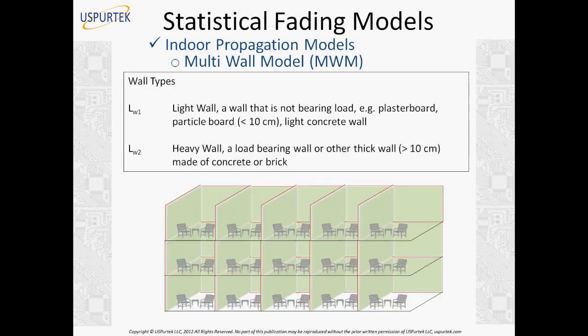So this model defines two types of walls, a light wall and a heavy wall. And this is the definition here. It considers any wall which is less than 10 centimeters, made of plasterboard or particle board, or a light concrete wall, as LW1, and a heavy wall is a load bearing wall. Walls can be of two types, load bearing and non-load bearing. It seems like we are discussing a lot of civil engineering here, but that is how it is. You may have to interact with the facilities engineer or civil engineer when you are actually doing this type of work in the field, to understand the structure first, and then extrapolate your findings into these models and calculate your path loss.